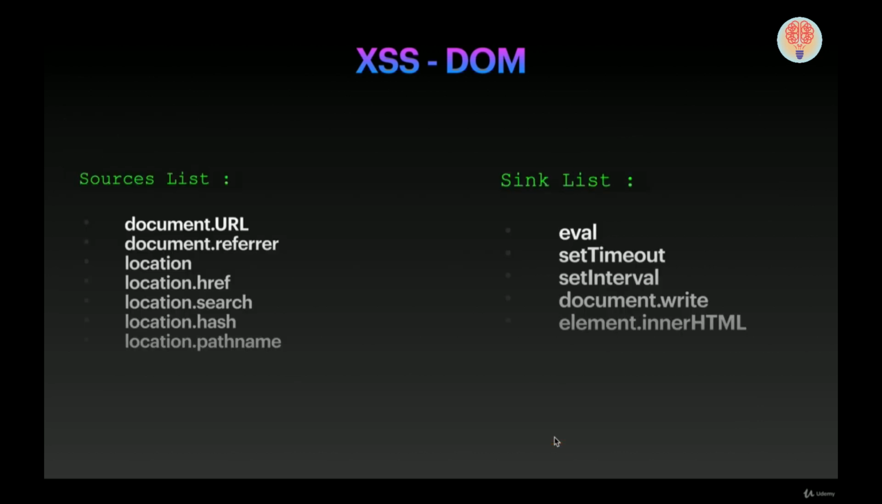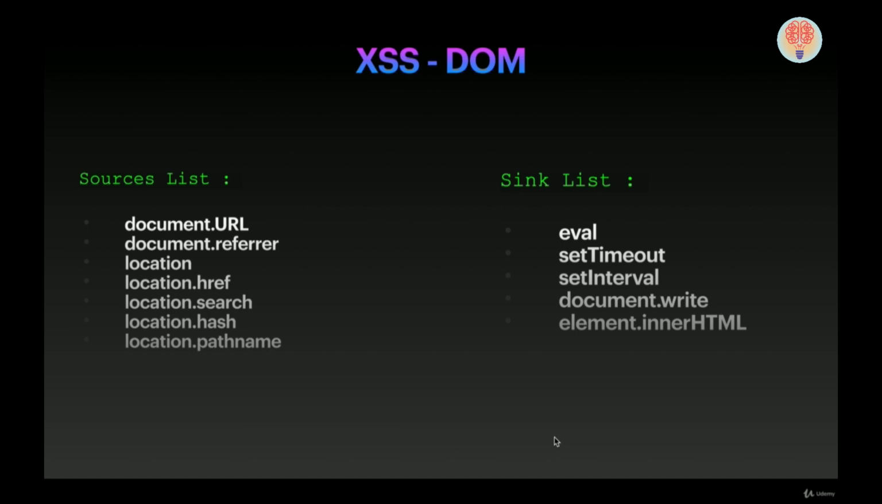So what are some dangerous source lists and sink lists? If you ever come across any website and you try to analyze the DOM, if you see that any application uses document.URL, document.referrer, location, location.href, location.search, location.hash, or location.pathname as a source, then in these cases it sometimes may become vulnerable and the payload goes into the source and sometimes comes out of the sink, which can be dangerous.